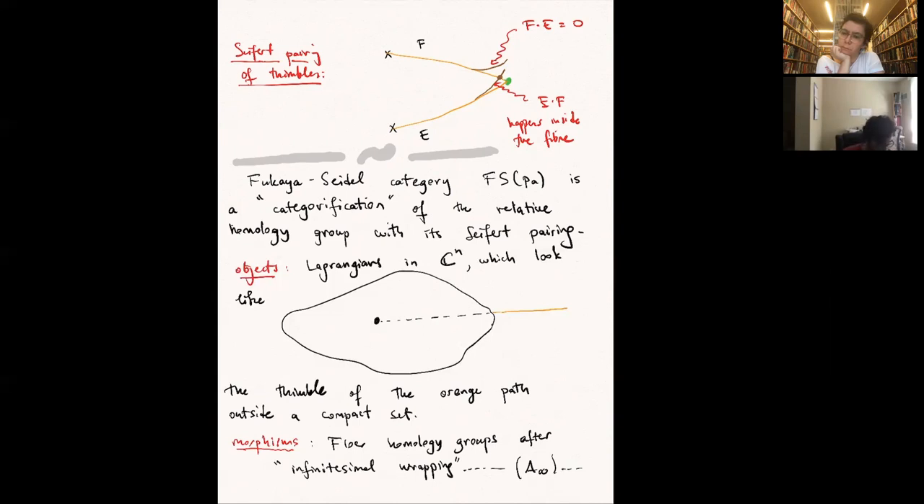So, in line with this answer, the Fukaya-Seidel category is a categorification of this relative homology group with the Seifert pairing. I'm not going to give you a full definition. I'm just going to tell you what the objects are. There are, again, various flavors of this, and I'm simplifying, and it's a complicated technical subject. As I said, there are some properties that this category is supposed to satisfy, and these are not exactly checked in the literature.